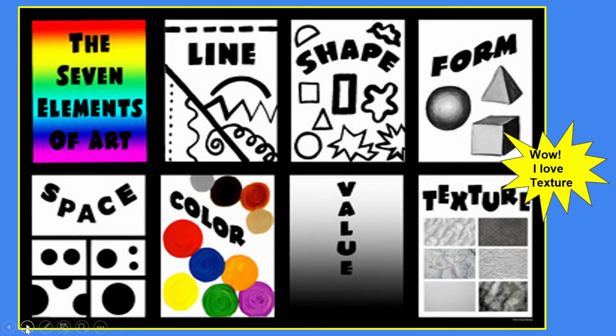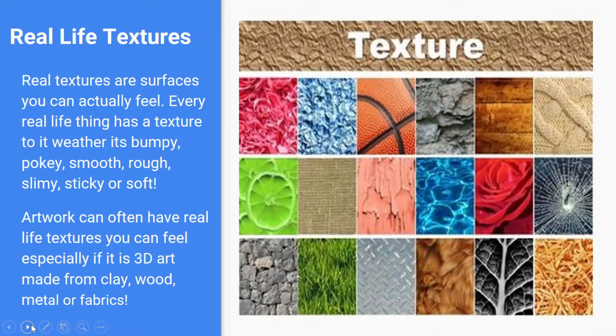Texture is one of the 7 elements of art, along with line, shape, form, space, color, and value. Real textures are surfaces that you can actually feel. Every real-life thing has some type of texture, whether it's bumpy, pokey, smooth, rough, slimy, sticky, or soft. Artwork can have real-life textures too. You can feel it, especially if it's 3D art made from clay, wood, metal, or even fabrics.